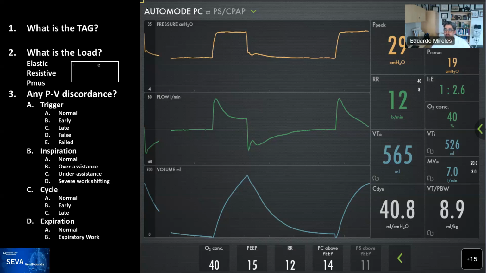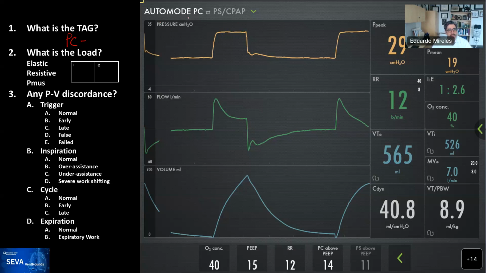All righty, I see some. All right. So there's a good amount of people thinking that this is pressure control, and indeed, you're correct. We know that because we can see the pressure is a square waveform, and the flow is not controlled. So you can see 2 different flows immediately here. So that gives it away.